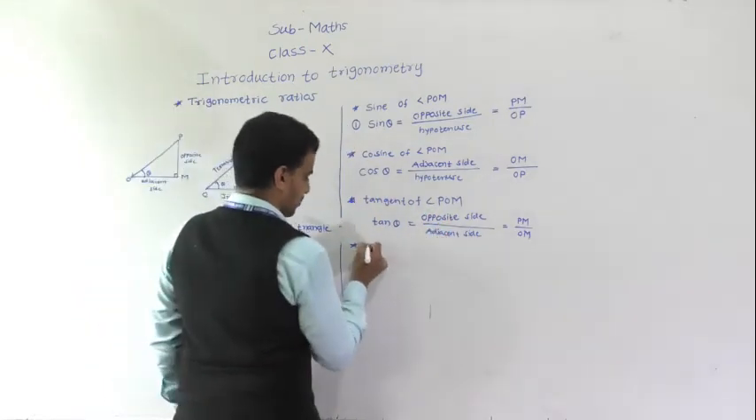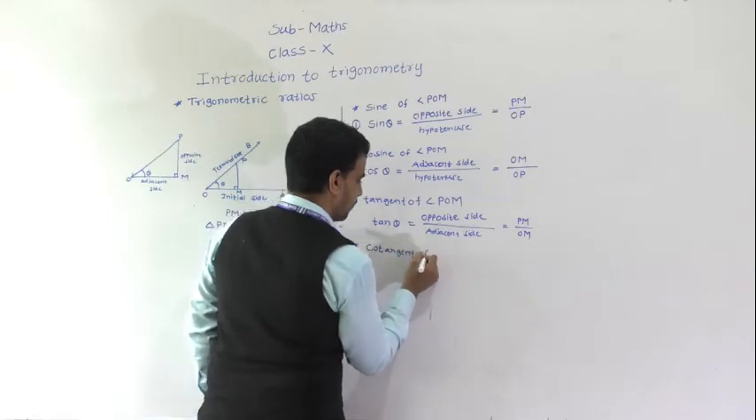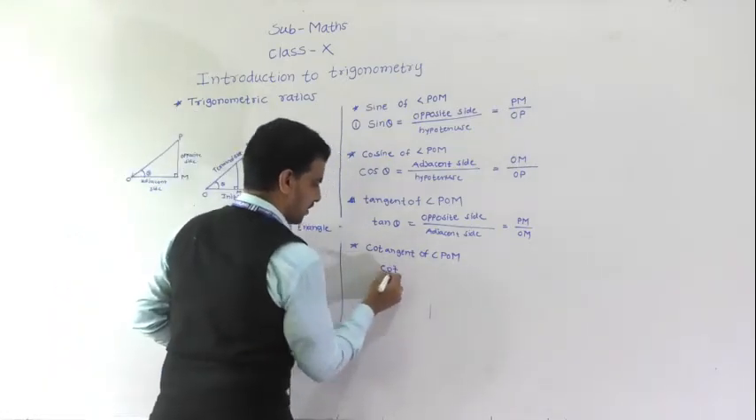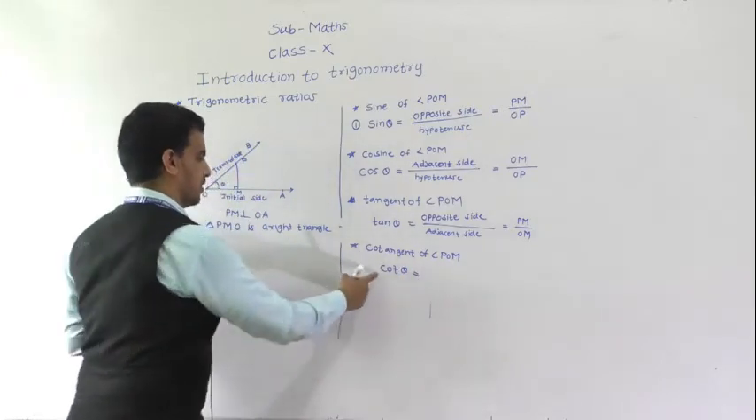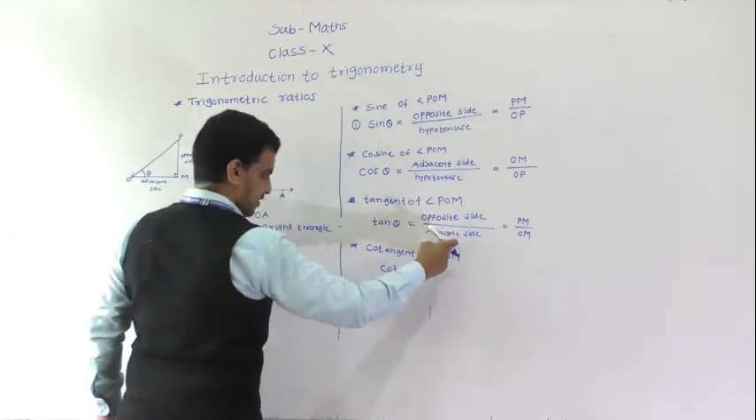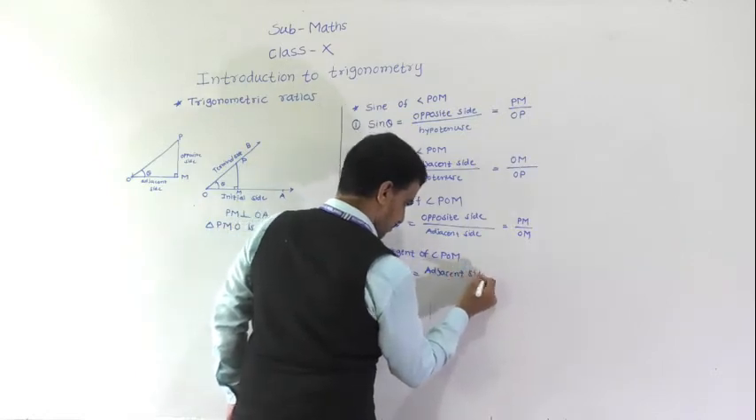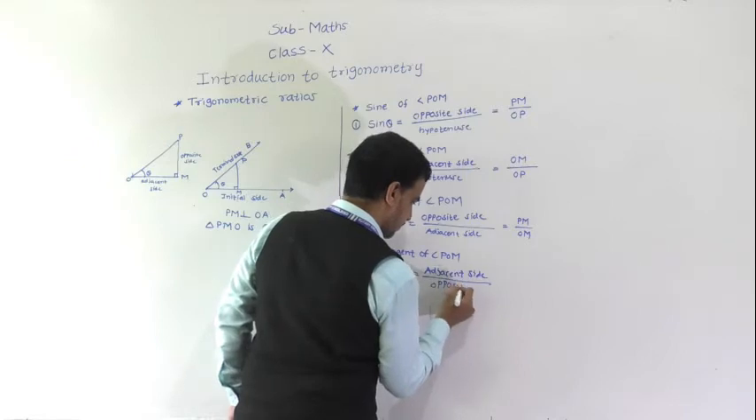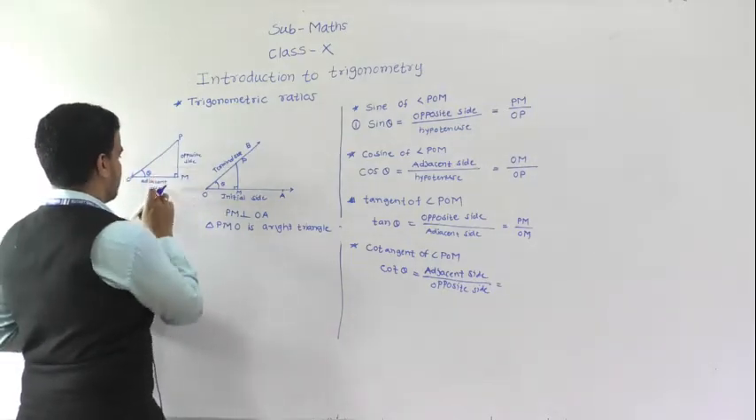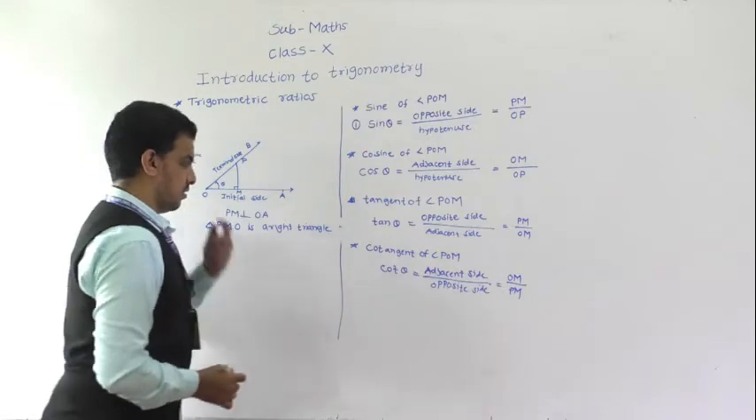Now the next one is the cotangent of angle POM. Cotangent, in short, we write as cot theta. So cot theta means the reciprocal of tan theta. Here tan theta is opposite side upon adjacent side. In cot theta, it is adjacent side upon opposite side. So in this case, the adjacent side OM upon PM.